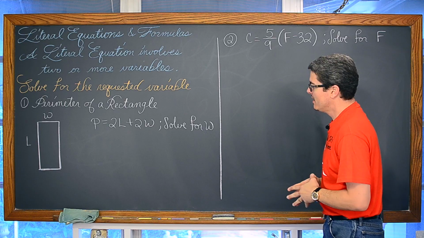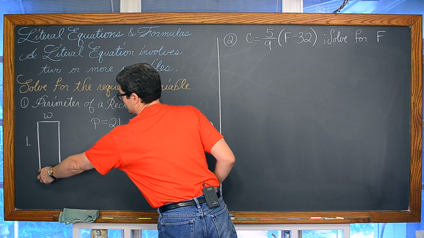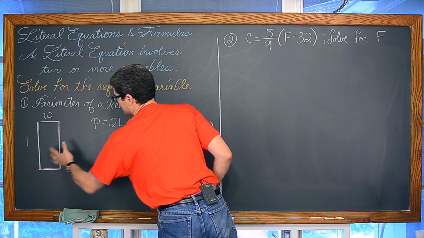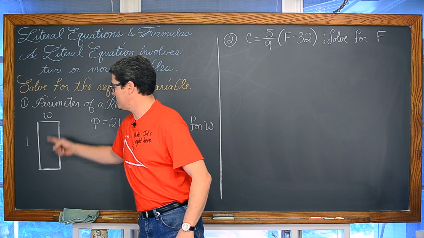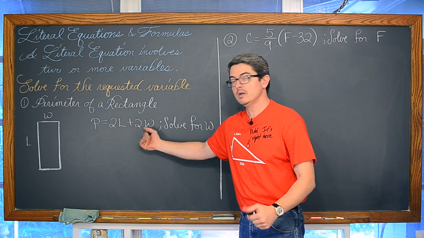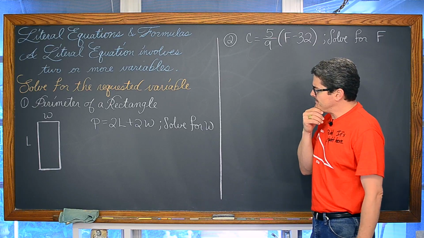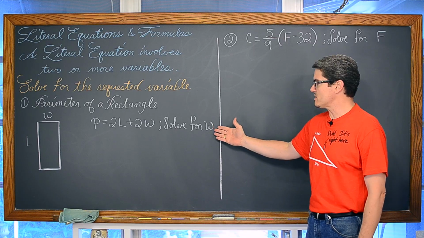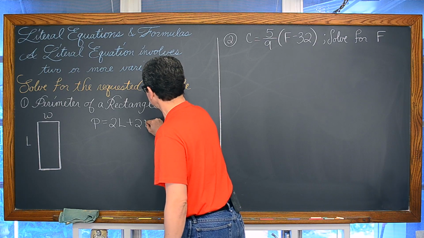Well, the perimeter of a rectangle, since we have to get around all 4 sides of this rectangle to get back to where we start from, we have 2 sides of length L and 2 sides of length W. So the perimeter is equal to 2L plus 2W. And I want to take this equation and solve it for W. I want to get the W by itself.